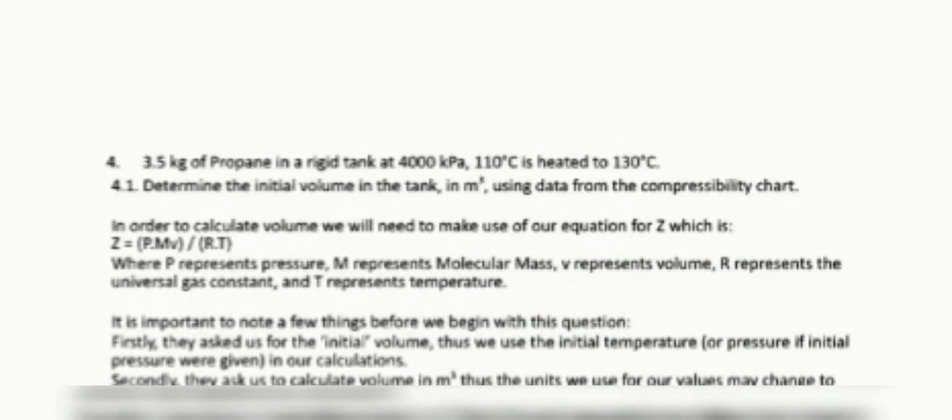Let's look at this example where we have to use our equation for Z in order to calculate. So we are given 3.5 kgs of propane. We are given its pressure as well as its initial temperature and final temperature. We are asked to find the initial volume. We have to use our equation because our equation incorporates V, which is what we are looking for.